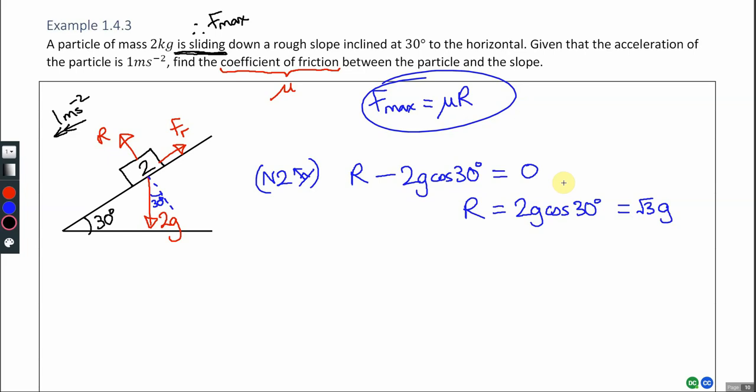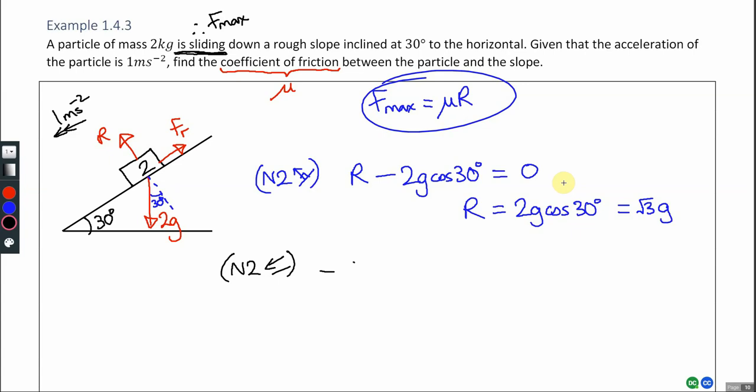Once motion starts to take place, friction keeps trying to stop it moving. So once it's reached its maximum value, it stays there. So Newton's second law, now I'm going to work. I've got a decision to make, either up the slope or down the slope. I'm going to go down the slope because the acceleration is down the slope. If you decide to go up the slope, you'll get all the same terms as me, just opposite signs. So I'm going down the slope.